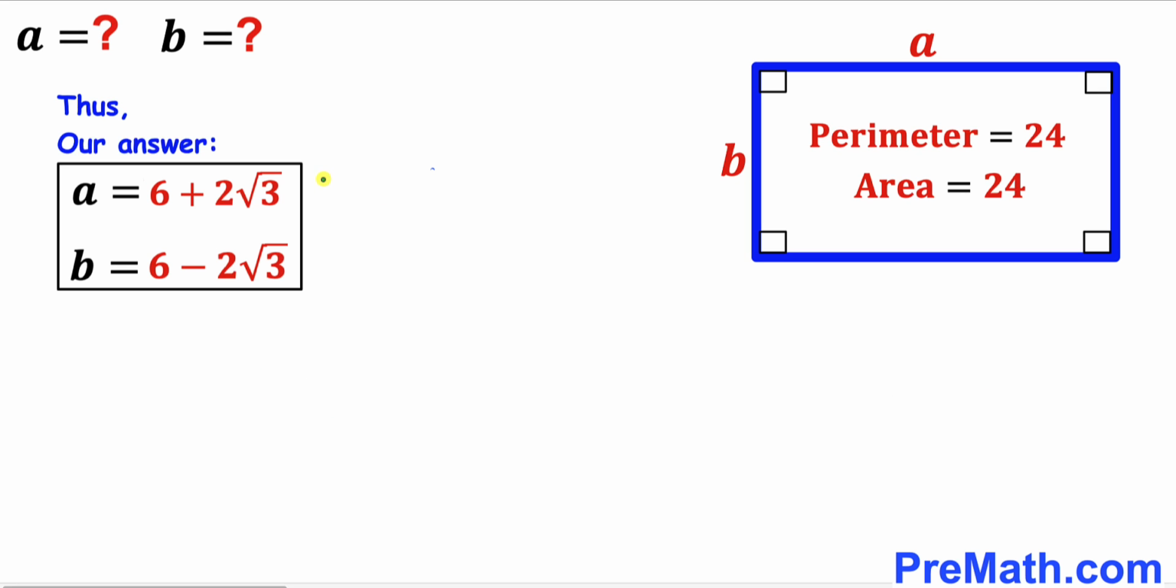So after all the calculations and manipulations, our length lowercase a value turns out to be 6 plus 2 times square root of 3 units. And likewise, the value of the width lowercase b turns out to be 6 minus 2 times square root of 3 units as well. And that's our final answer.